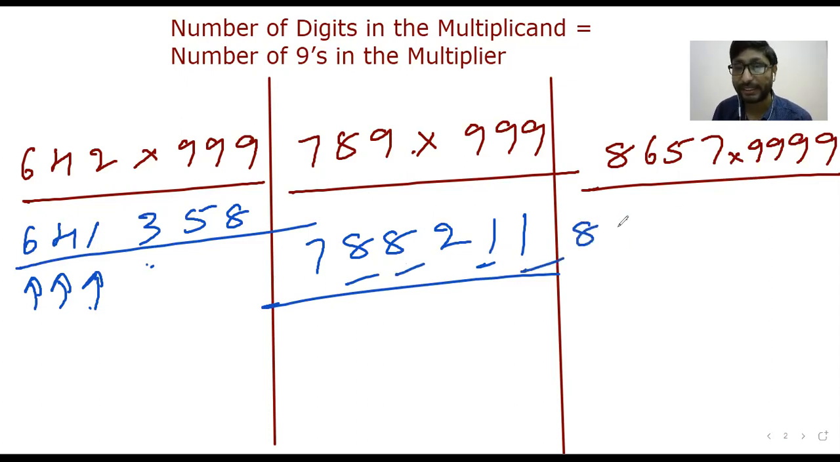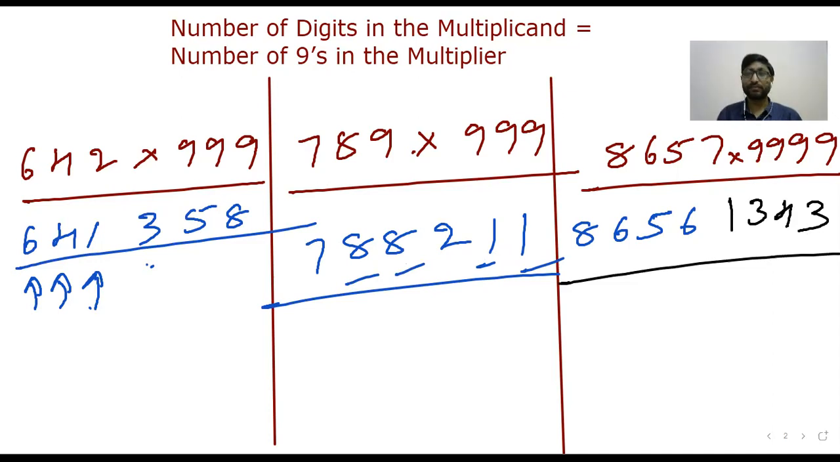Simple. 8, 6, 5, 6. Okay. And 1, 3, 4, 3. That's it. No calculations required. Directly we wrote the answer directly. This is the power of Vedic maths. I hope you enjoy. I hope you understand.